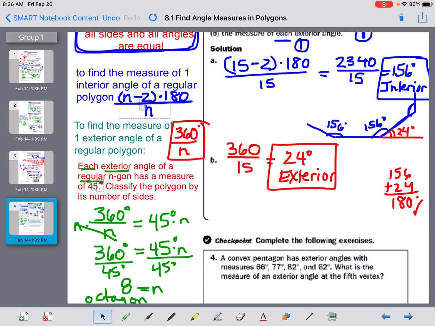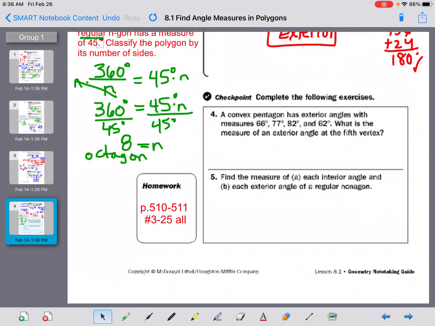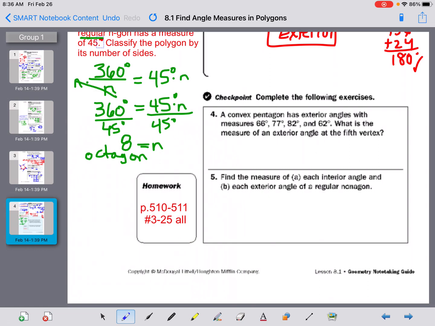So we worked our formulas backwards there. Remember, exterior angle always has that 360 divided by n, which makes it super easy to do what we need to do on that one. All right. A convex polygon has exterior angles with measures of 66, 77, 82, and 62. What's the measure of the exterior angle at the 5th vertex?